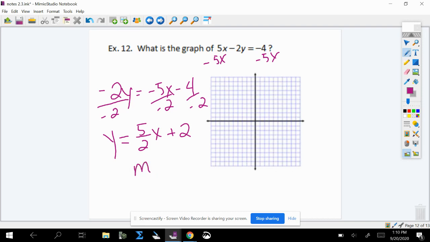So my slope is 5 over 2. Everything is positive. My y-intercept is 2 again. I don't know why I keep ending up with 2. The theme of the lesson here. From that point (0, 2), I'm going to go up 5 spaces. So count 1, 2, 3, 4, 5. And then I'm going to go to the right 2. Make sure I count correctly. 1, 2, 3, 4, 5, right 2. So I end up there. And then connect the dots. And that gives me my line.